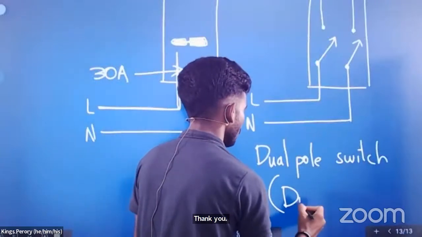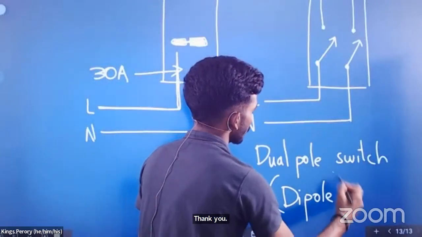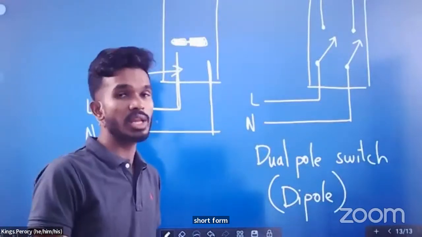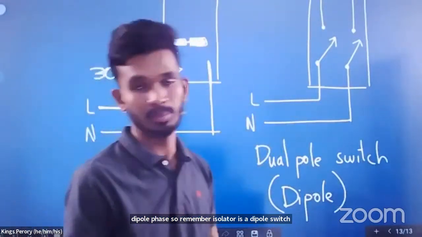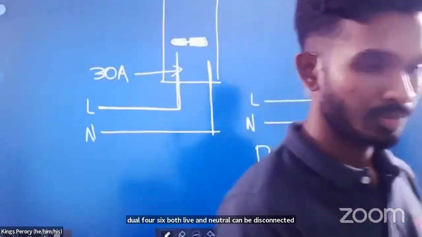Short form, dipole switch. So remember, the isolator is a dipole switch, a dual pole switch. Both live and neutral can be disconnected.